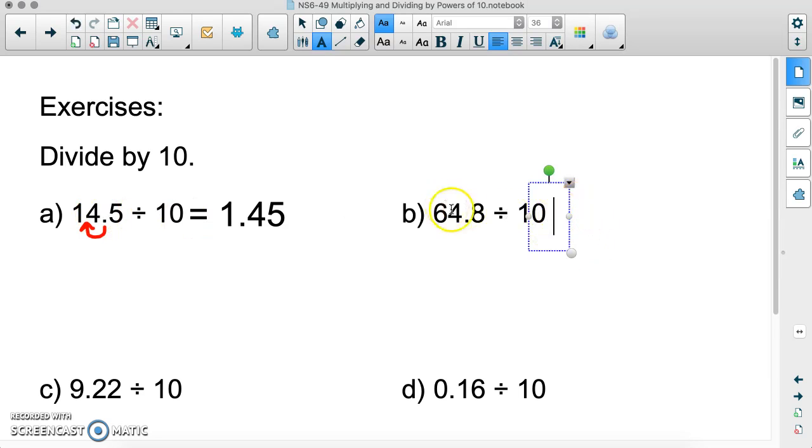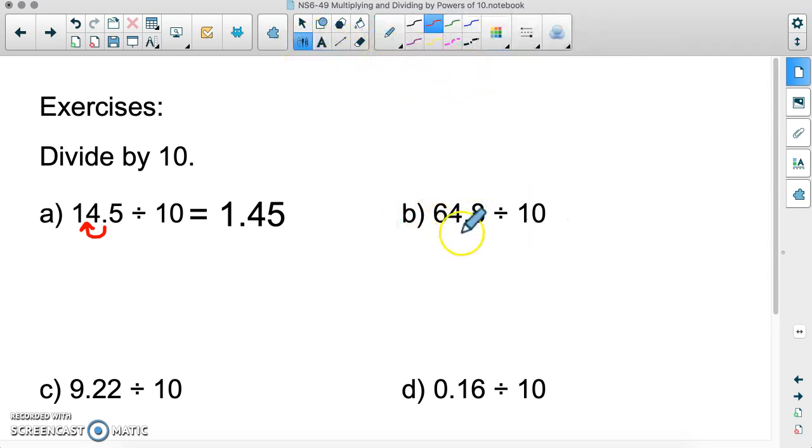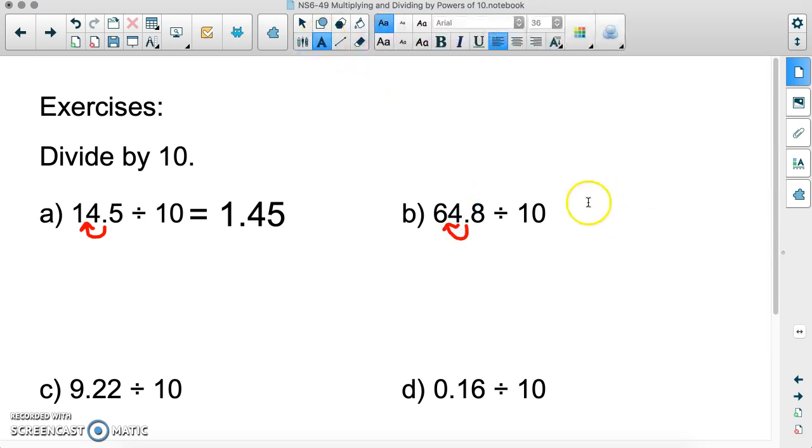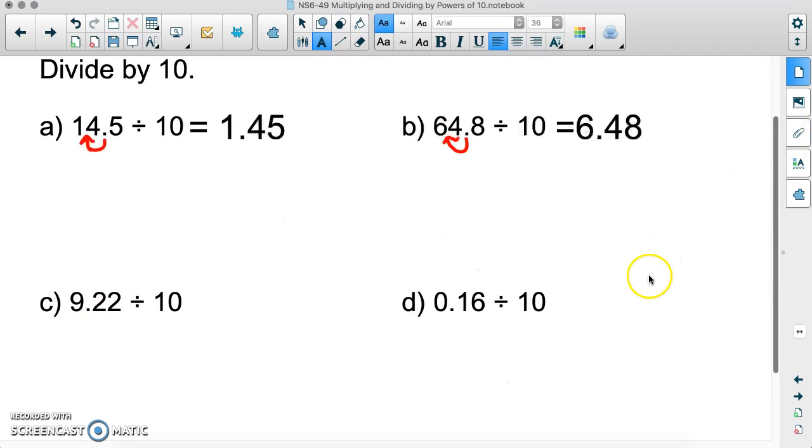So let's do B, 64.8 divided by 10. Following my rule, I'm going to take this decimal point, I'm going to move it one spot to the left. It is going to give me 6.48. I know I'm correct because my answer is smaller than what I started with. I want you to do C and D on your whiteboard, and then you can resume your screencast to continue on with the lesson.